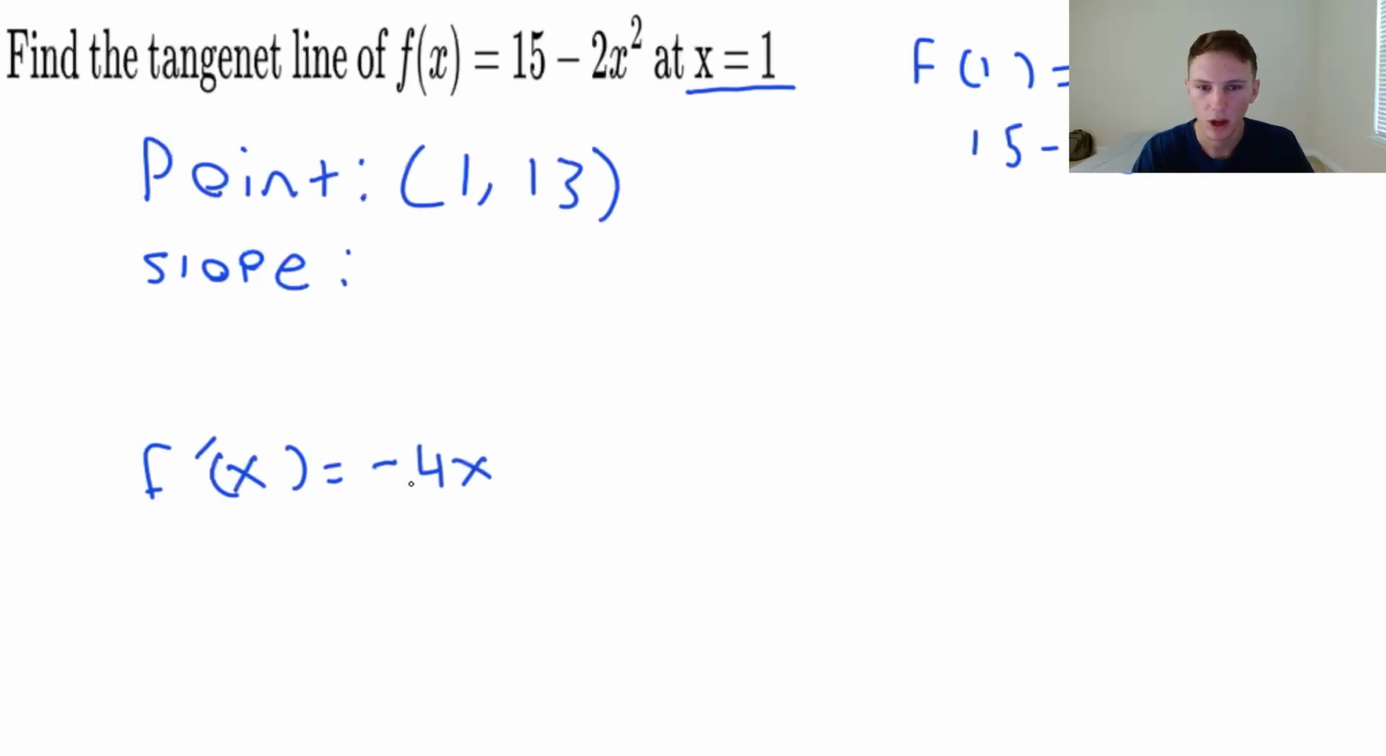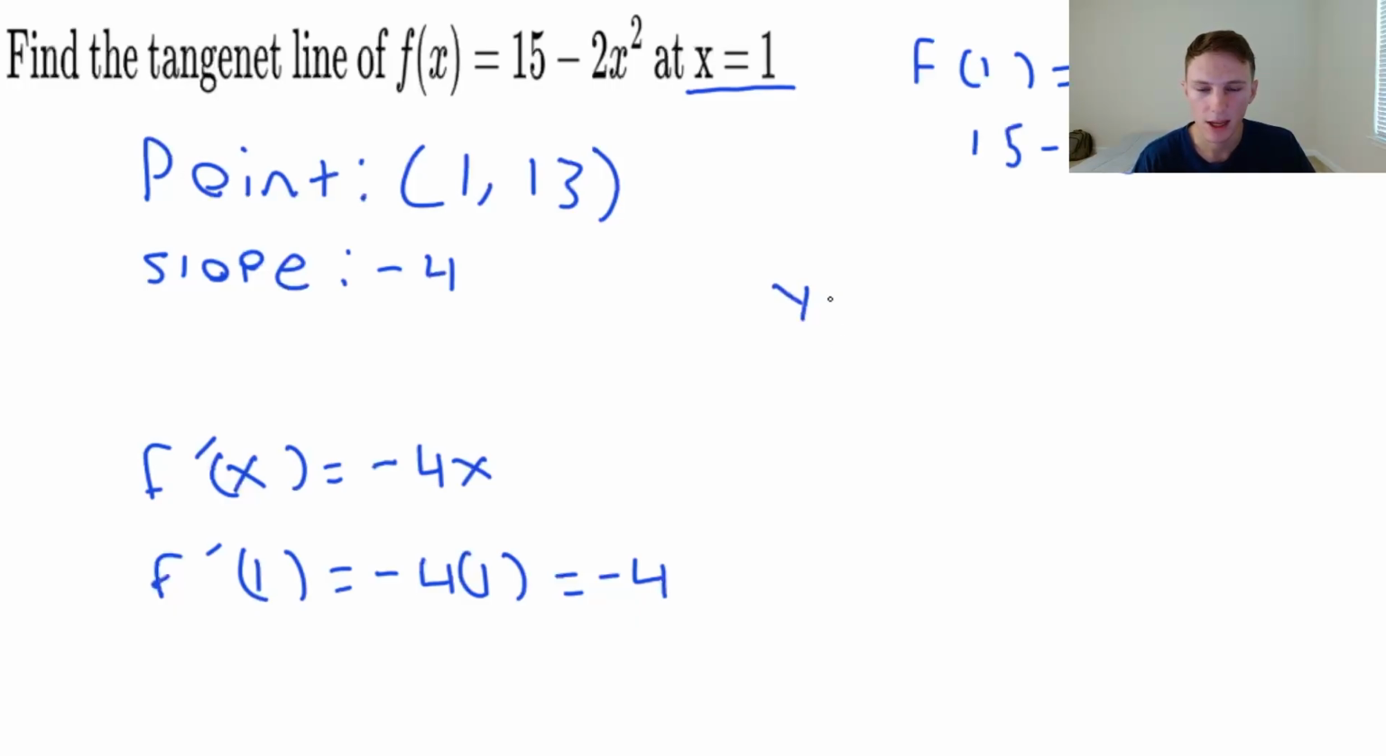So now all we have to do is plug in to this. We plug in 1 for x, so we get f prime of 1 equals negative 4 times 1 equals negative 4. So that's awesome. Now we have everything we need. We have our point and our slope. So now you just need to put it into point slope form.